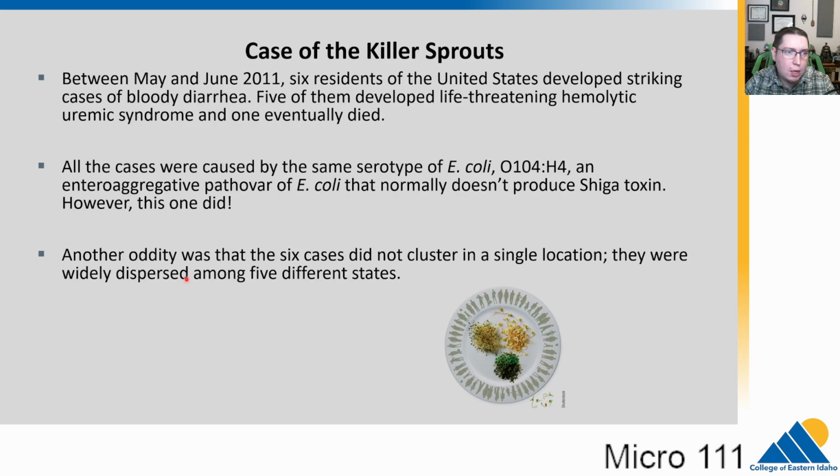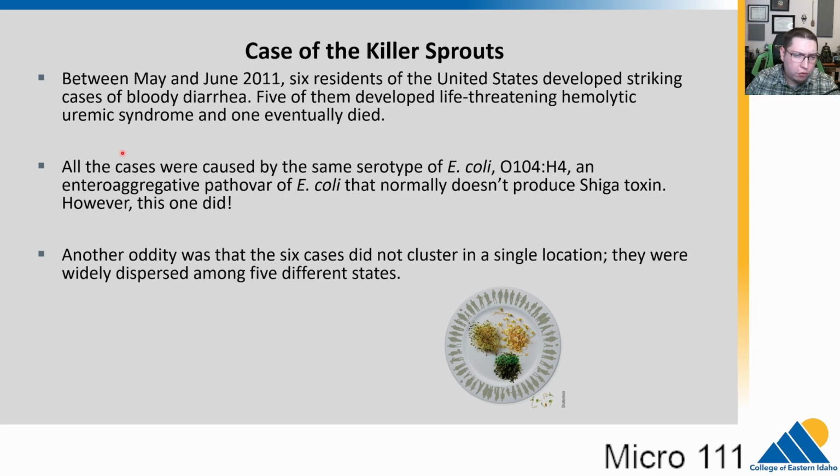All right, so in May and June of 2011, we had 6 U.S. residents develop these strong cases of bloody diarrhea. 5 of them developed life-threatening hemolytic uremic syndrome, and eventually one of those people died. Hemolytic uremic syndrome is bleeding and inflammation in the kidneys, and as we see, it can be very life-threatening.